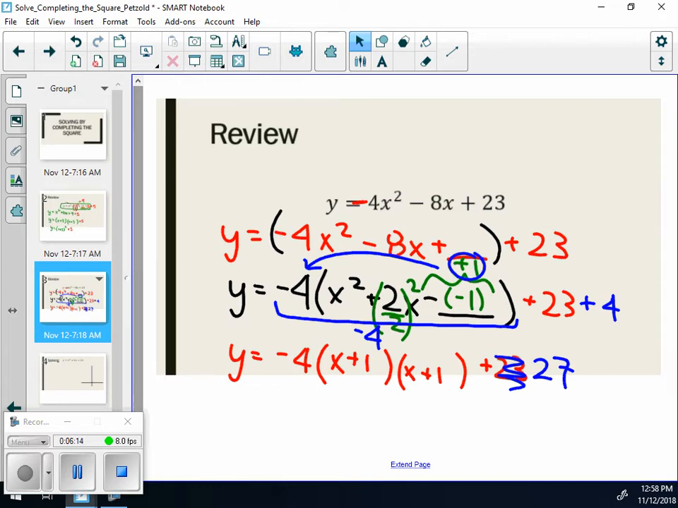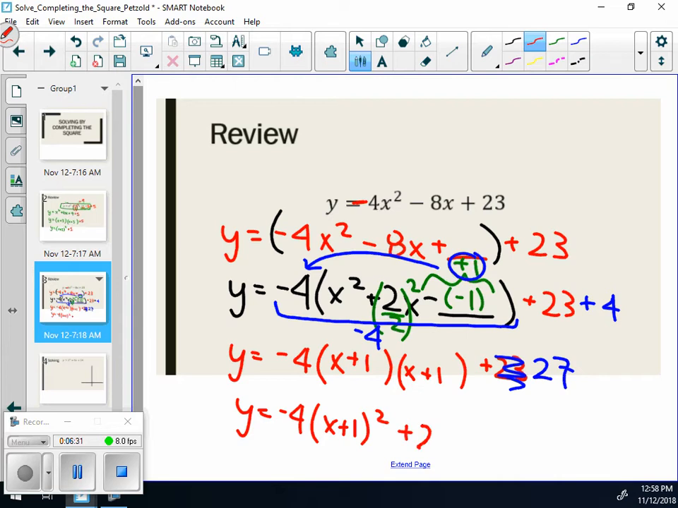Right. And from here, Nate, can you call on somebody or Dice of Destiny? Okay, what are we doing last step here? We've got x plus 1 squared. And we've got our plus 27. And now we have our general form into vertex form.